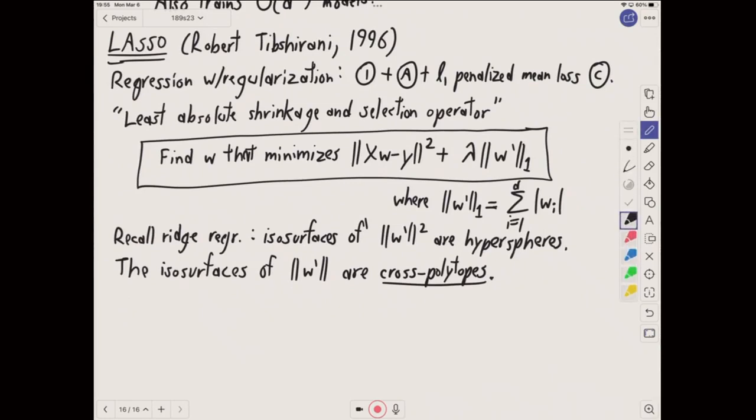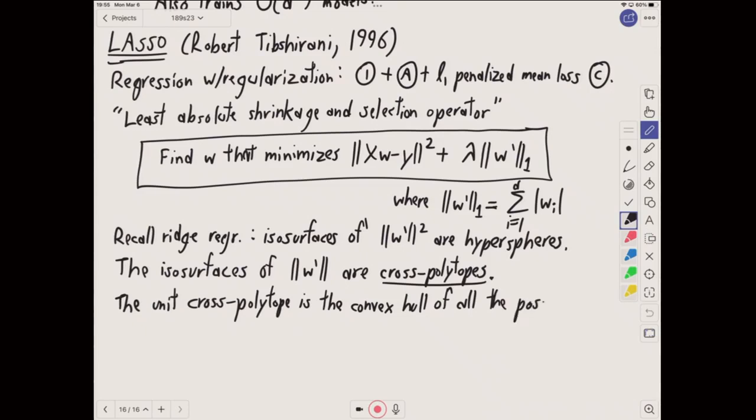What is that? Well, the unit cross polytope is the convex hull of the unit coordinate vectors, including both the positive pointing ones and the negative pointing ones.